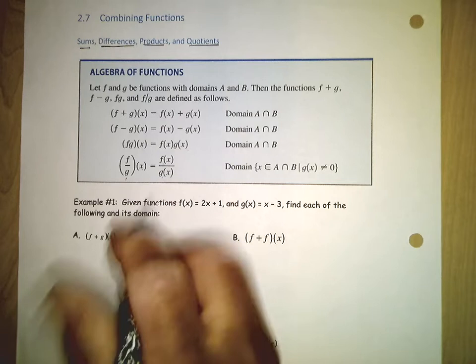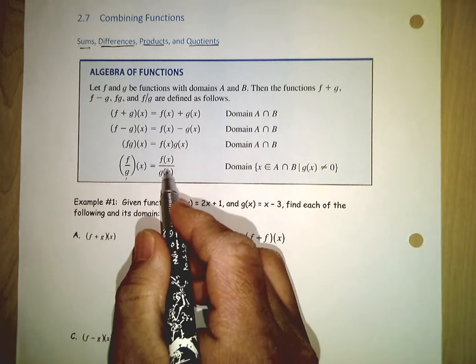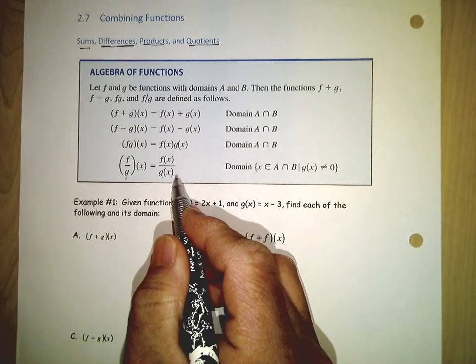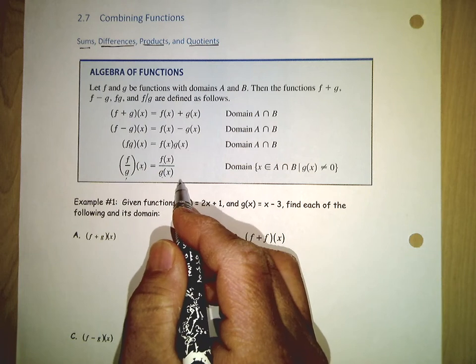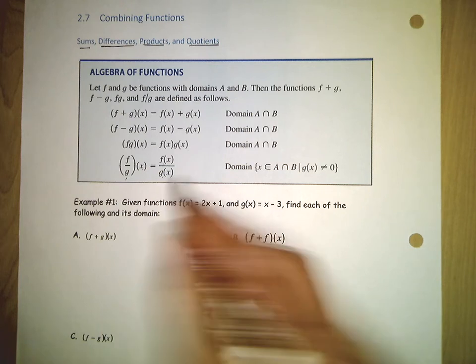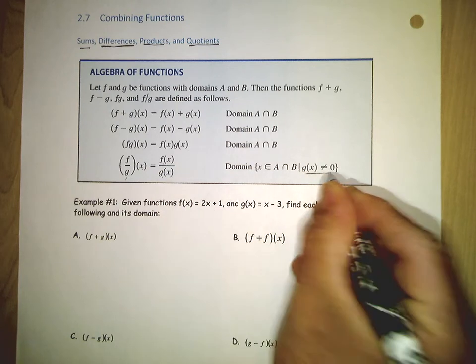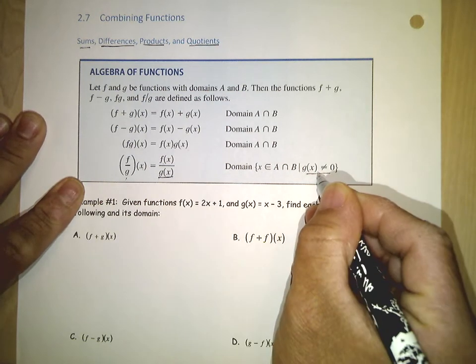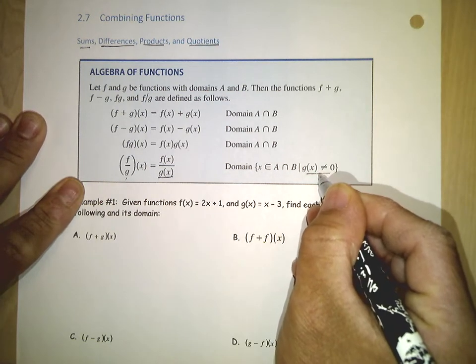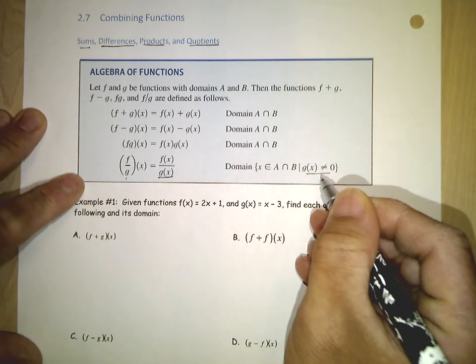This one actually is a rational function, and we talked about those before. And in rational functions, you know that the denominator cannot be equal to 0, so any values where the denominator is equal to 0 are excluded from the domain. So let's do an example here.